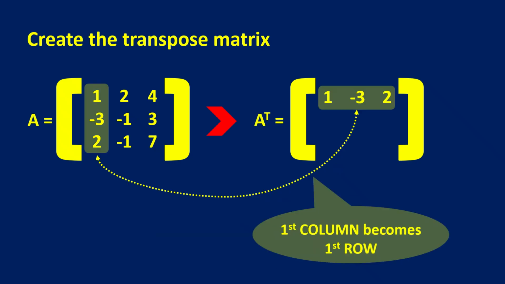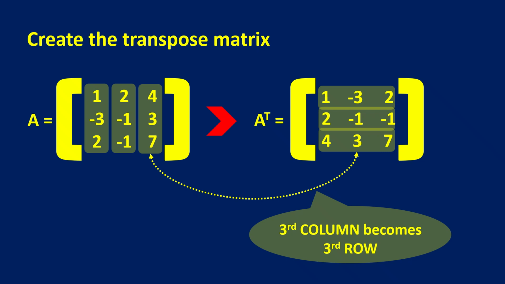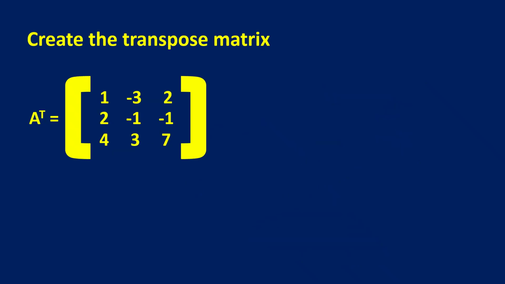So here, the first column in the initial matrix becomes the first row in the transpose matrix. And the second column of the initial matrix becomes the second row in the transpose matrix. And finally, the third column of the initial matrix becomes the third row of the transpose matrix. There you go, guys. We've got here the transpose matrix of our initial matrix A.